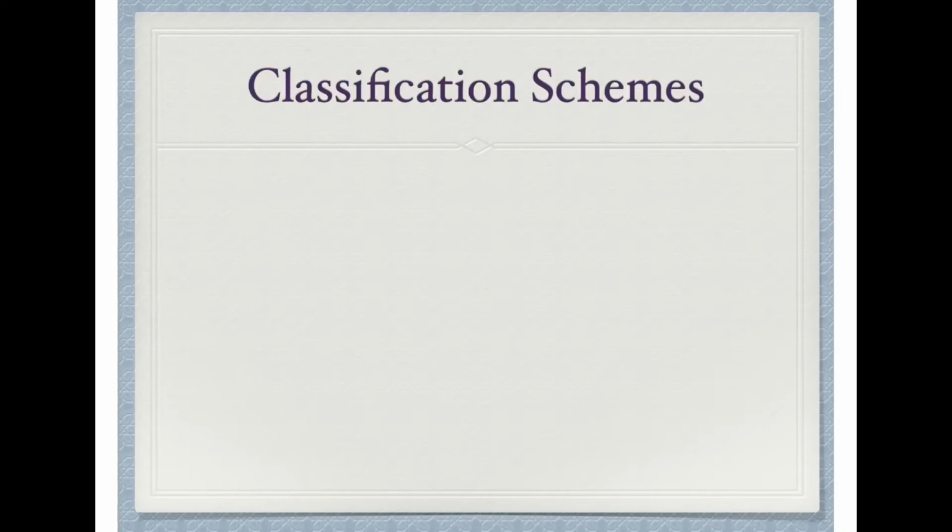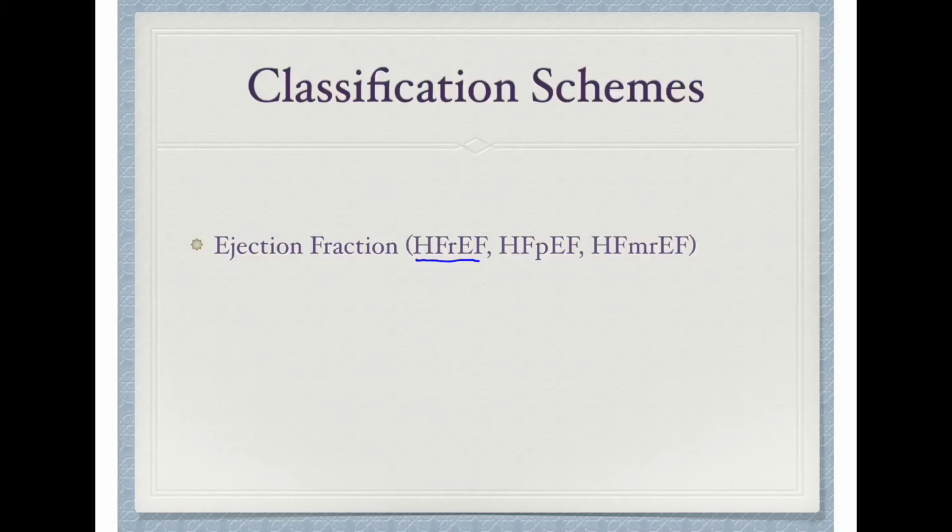And there are at least 3 major classification schemes that we use to describe a patient's heart failure. One is by the patient's ejection fraction, in which case we can classify the patient as having heart failure with reduced ejection fraction, or HFrEF, heart failure with preserved ejection fraction, or HFpEF, and a third category called heart failure with mid-range or intermediate ejection fraction. The choice of therapy is greatly influenced by the patient's ejection fraction.